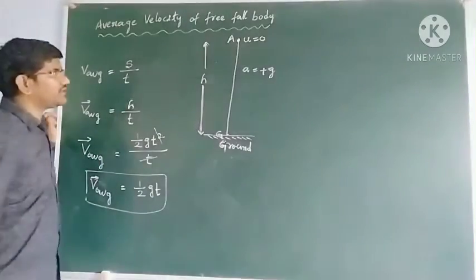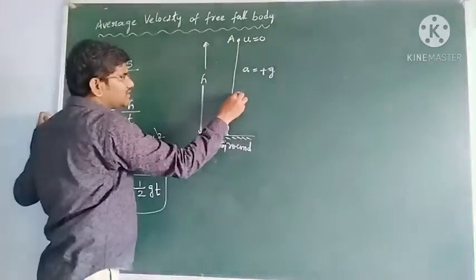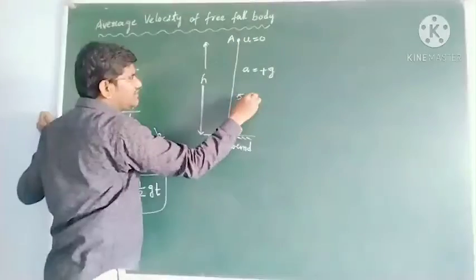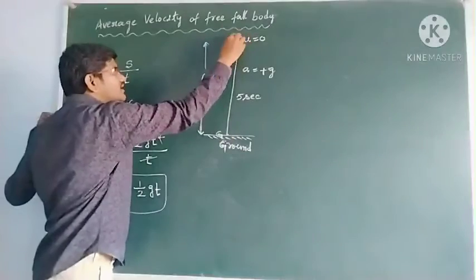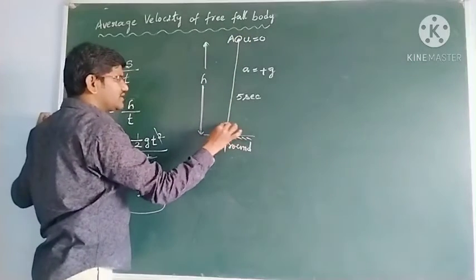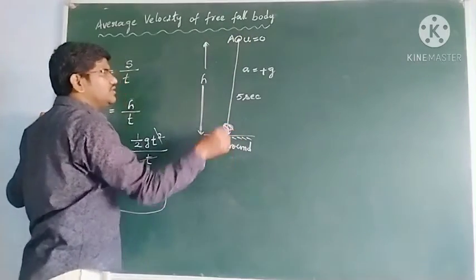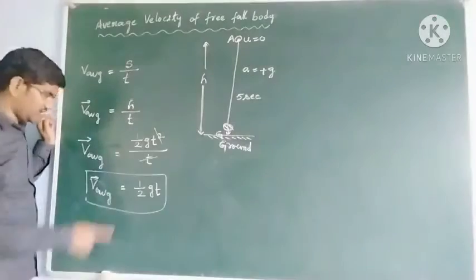Okay, so now see, for example, this is the free fall object. It is taking 5 seconds to reach the ground. So then I am asking for the average velocity. What is it, students?